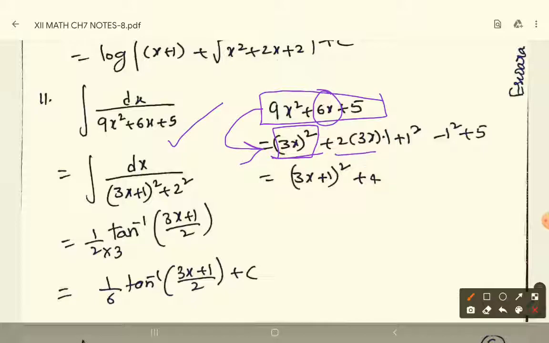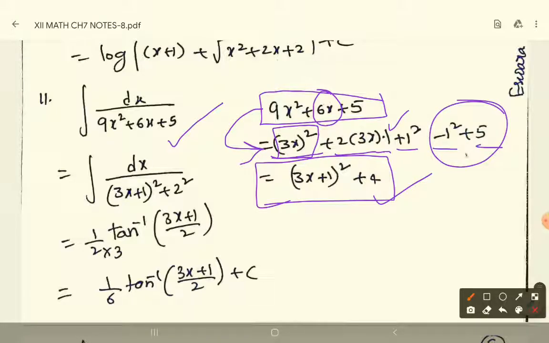(3x) whole square, 2 into 3x, the 6x will be there, into 1 because nothing is left. 1 plus 1 square minus 1 square plus 5. So (3x plus 1) whole square plus 5, minus 1 plus 5, which is plus 4. 4 is nothing but 2 square.